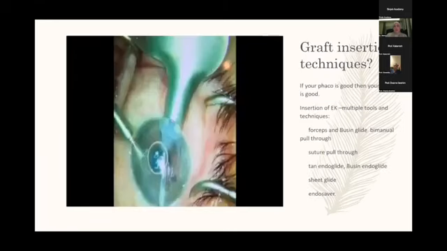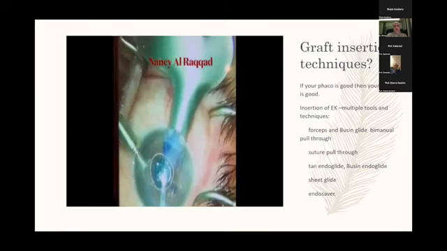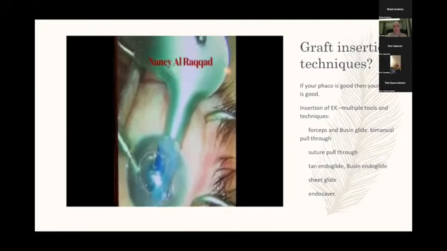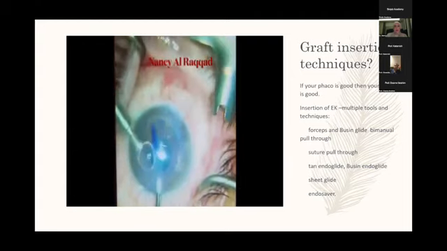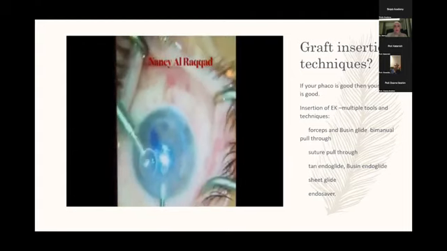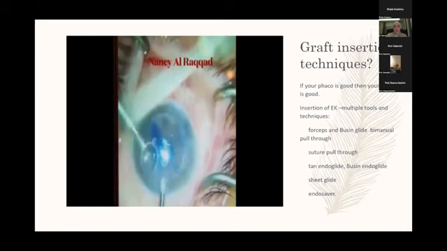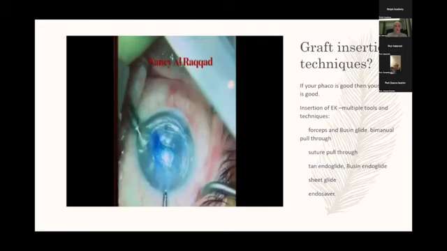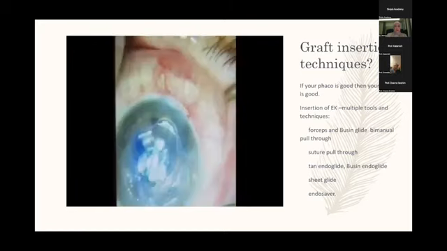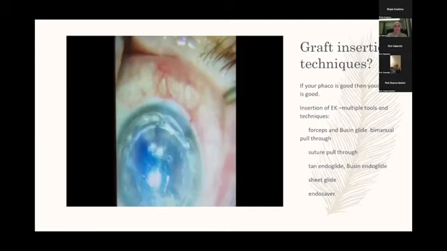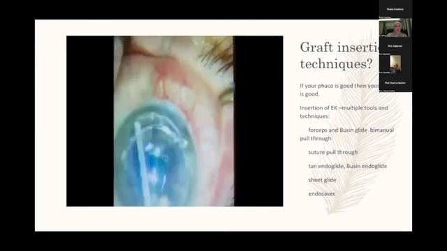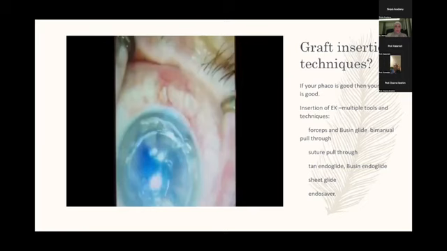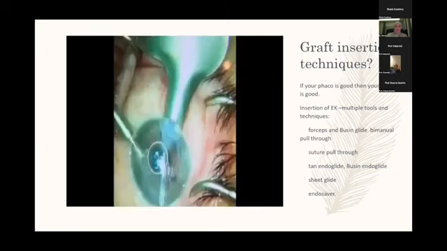Now, the graft insertion technique, we have many graft insertion techniques. They always say if you're good in phaco, then you are good in DSEK. And there are multiple ways. You can do the forceps and Busin glide pull-through technique. Sometimes if you don't have a very good forceps, you can use the suture pull-through. You just put a suture in the graft and pull it using a suture. There's the Tan EndoGlide, the Busin glide. It's like a roller. There's also a sheet glide or the EndoSaver. They're all instrumentation that can be used inside the AC to roll in the graft, or you can pull through.